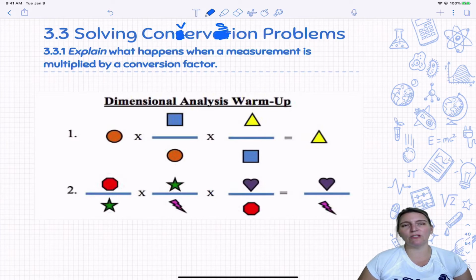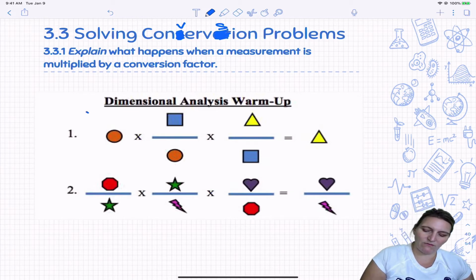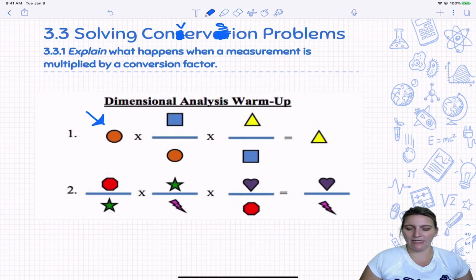So we're looking at just the first learning objective in this video. Explain what happens when a measurement is multiplied by a conversion factor. So here are two problems, no math at all, no numbers, but they're called dimensional analysis warm-up. Here we're just using pictures to help us understand the math of what's going on a little bit. You can see in the first problem, we have this orange circle out front. It's being multiplied by a blue square over an orange circle. And then that's being multiplied by a yellow triangle over a blue square.